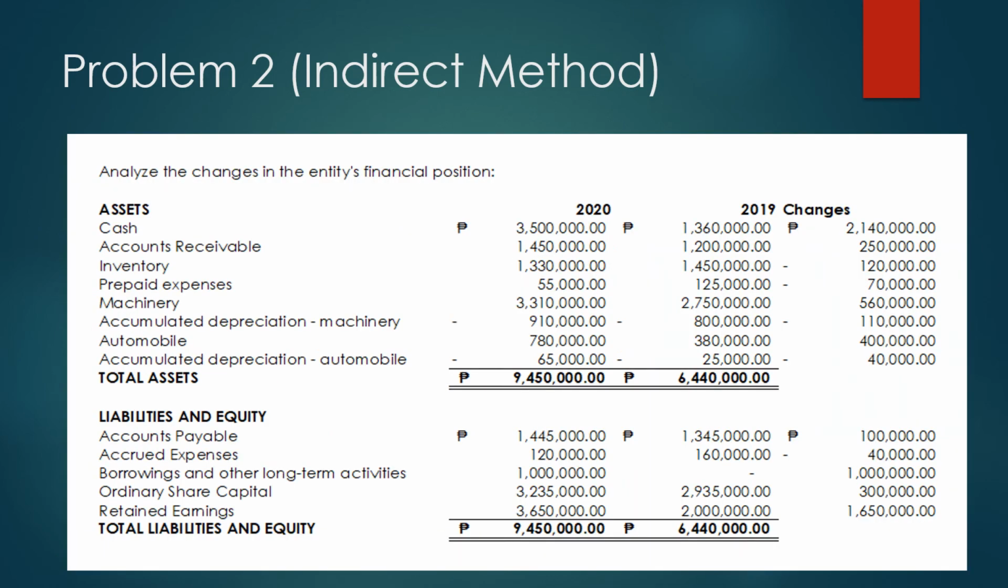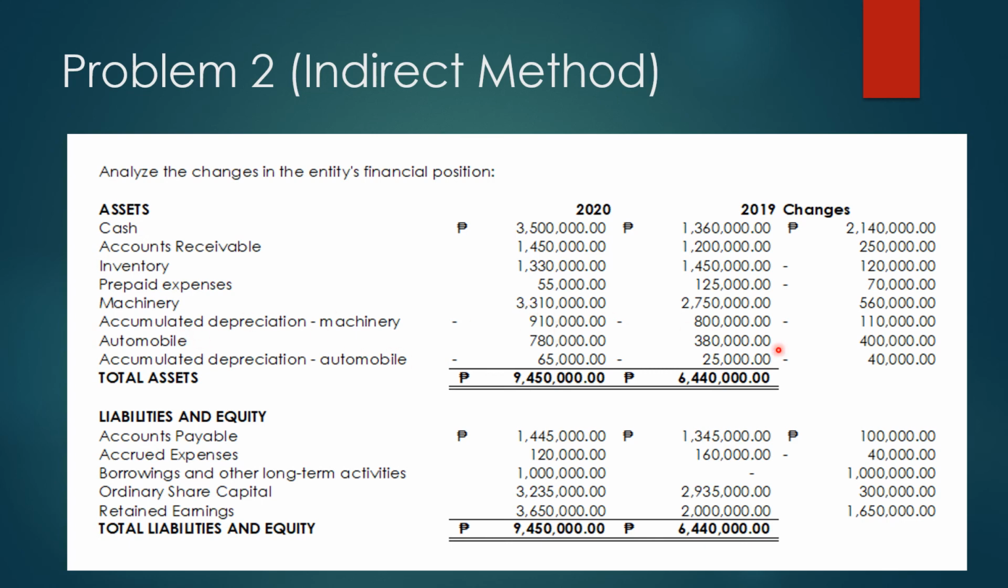Okay, so first thing that you need to do is to analyze the changes in the entity's financial position. So you have your cash. How to analyze the change? You just need to deduct it. So yung cash mo 2020, 2019, yung change na is 140. Same with accounts receivable. So dineduct lang, 250. 1,330, binawasan ng 1,450. So it's a decrease, bumaba. Same din dito, negative din siya.